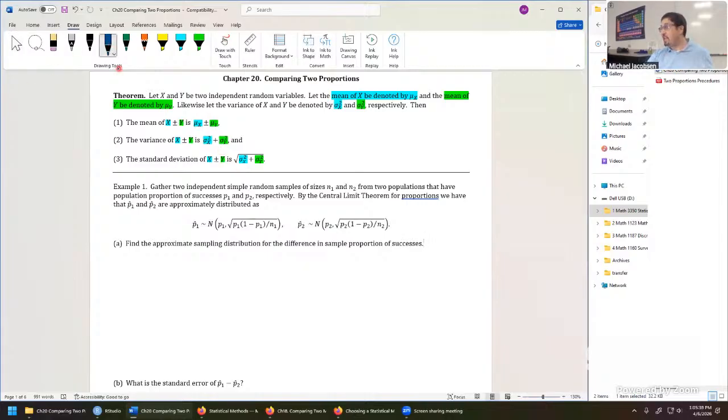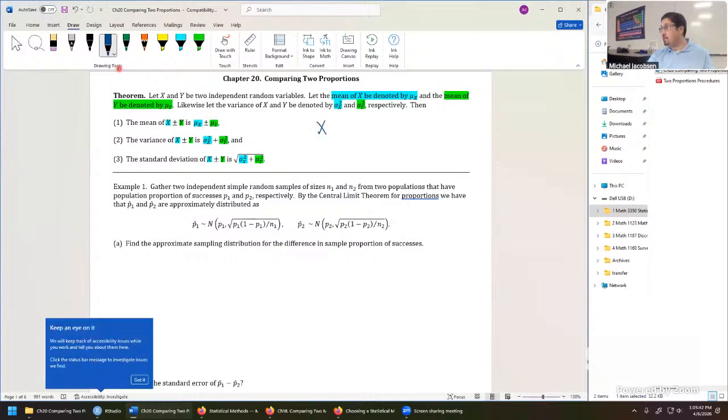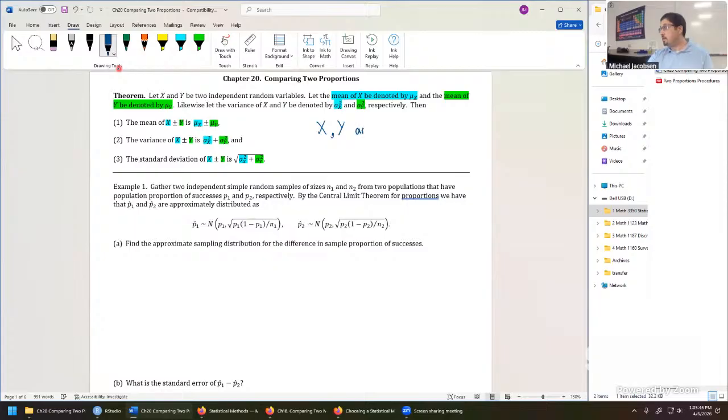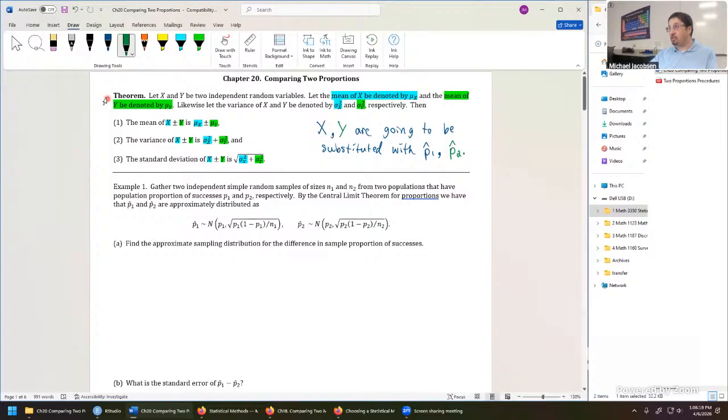But our variables, say X in this problem and Y, are going to be substituted with p hat 1 and p hat 2. So that's the idea with this problem here. And let me match up my color coding just a little bit better. I guess X is blue, Y is green, so let's keep that going. So p hat 1 and p hat 2. So this is how we're going to work the theorem.